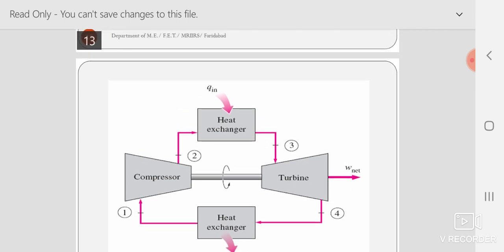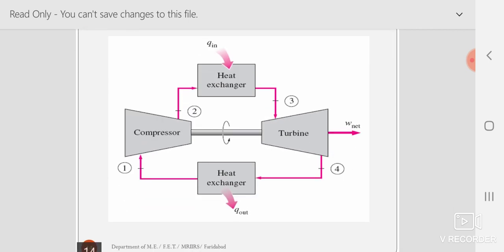Now we come to the closed cycle gas turbine. This is the closed cycle gas turbine. The principle is the same. Air comes in at point 1. The compressor increases the pressure. At high pressure and high temperature at point 2, it enters into the heat exchanger. That is basically a combustion chamber, and we are adding heat from outside. This is the process 2 to 3. In the process 2 to 3, there is constant pressure heat addition.